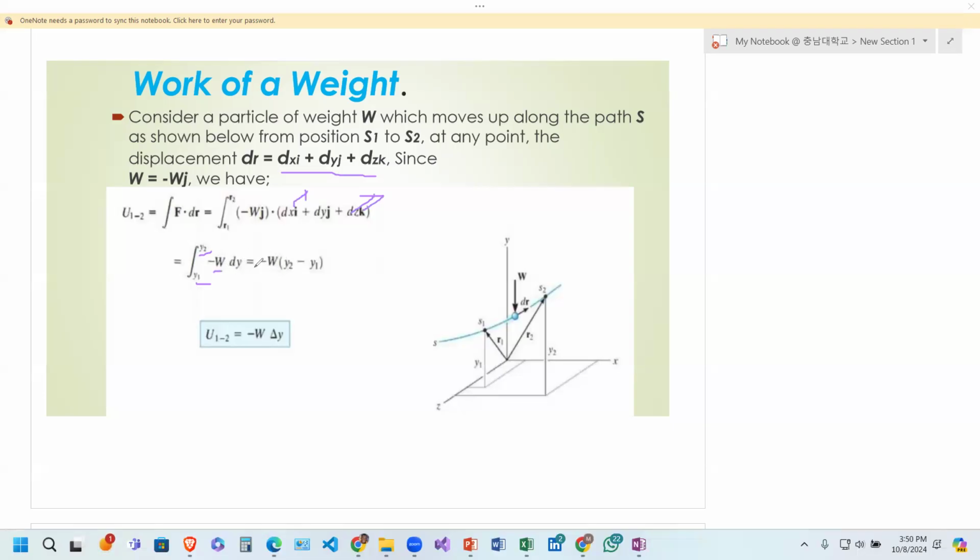And you realize that our weight is negative because it's moving down, from position y2 to position y1. So this would be our equation describing the work done from one position to another, being given by negative W times the change in y. This is what I've been speaking about, and it is described in this figure right there. I hope that is clear for all of us.